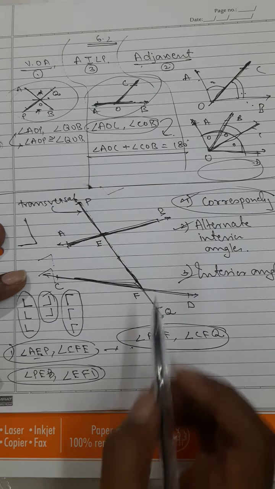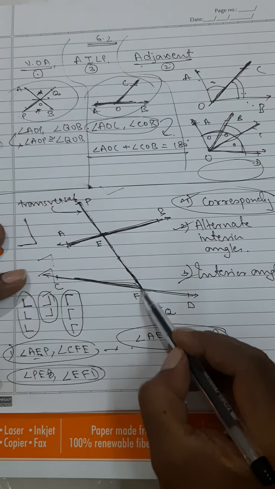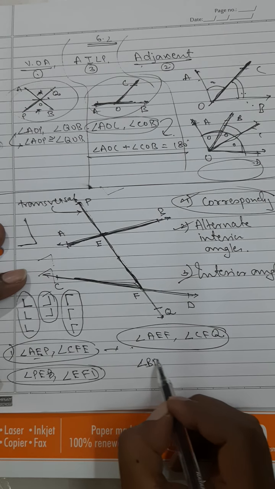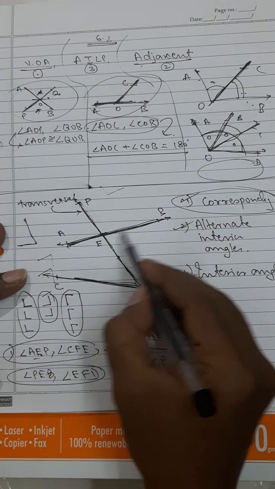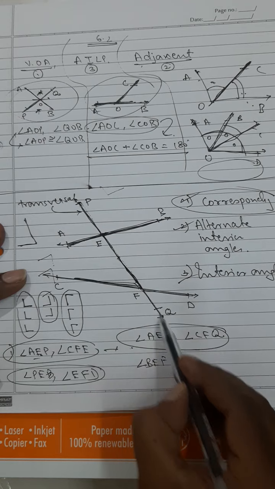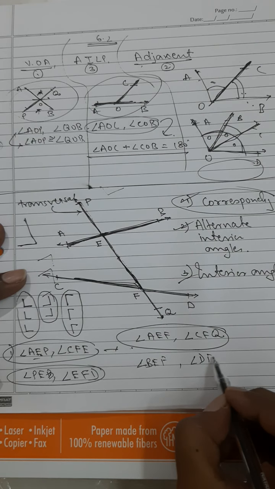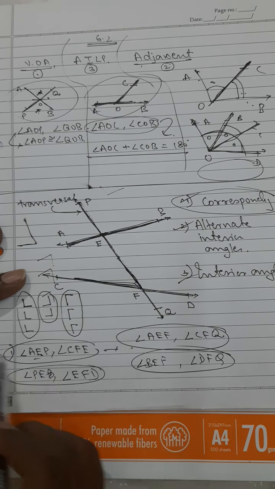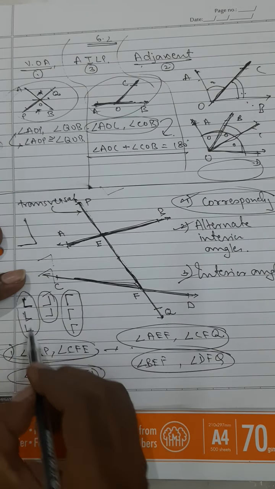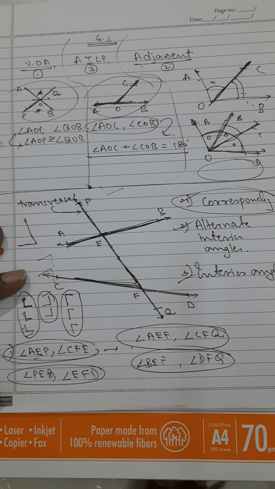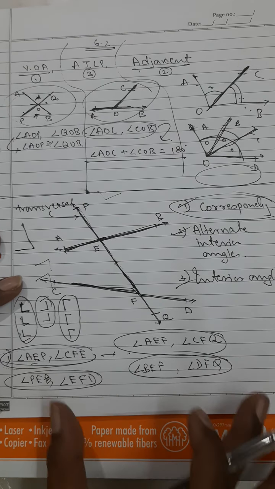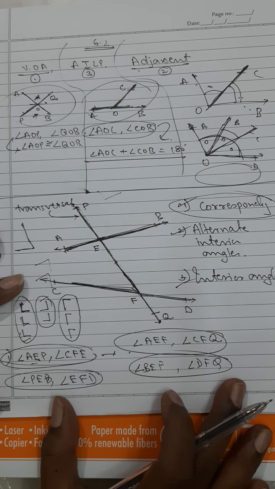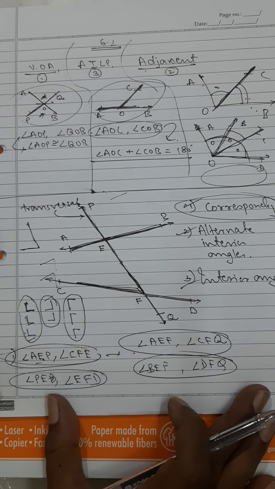So like this, there will be again BEF, and the other one will be DFQ, angle DFQ. They will be corresponding to each other. See, I will have to take them in this fashion only. As long as they are going like this, the same, they are all corresponding angles to each other. Okay, my dear students, so like this, corresponding angles will be forming various forms of L.